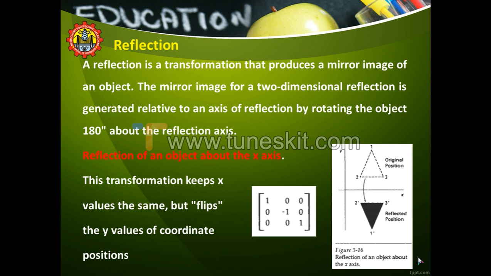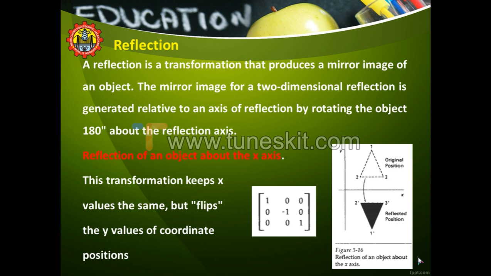In reflection, there is a rotation, but a fixed rotation, which means the object is rotated at a 180-degree angle about the axis. One more thing to be noted in reflection transformation is that when you perform it, you need the 180-degree angle and the axis about which the object is to be rotated.